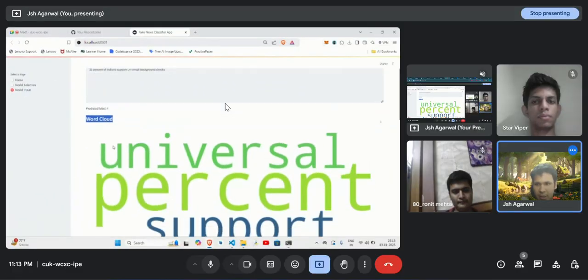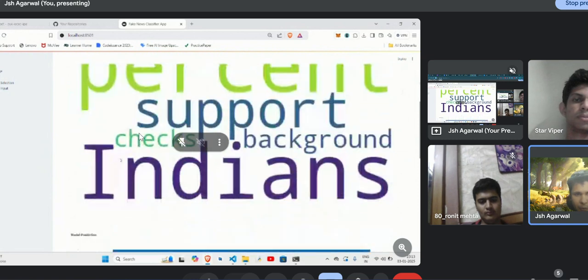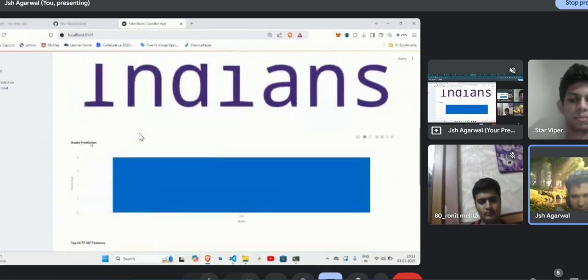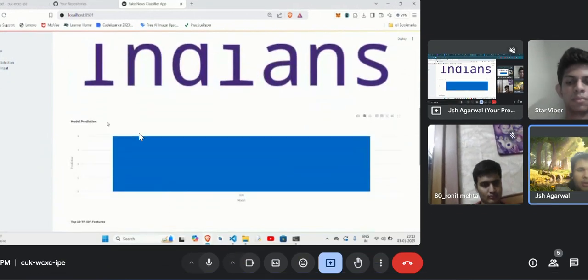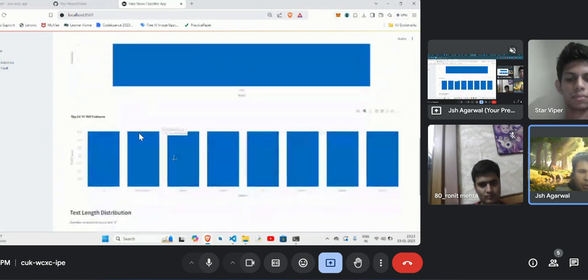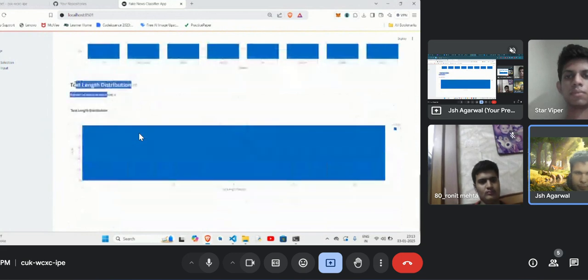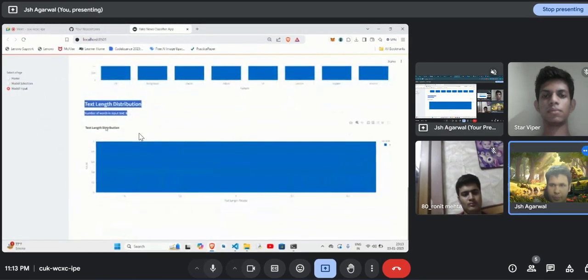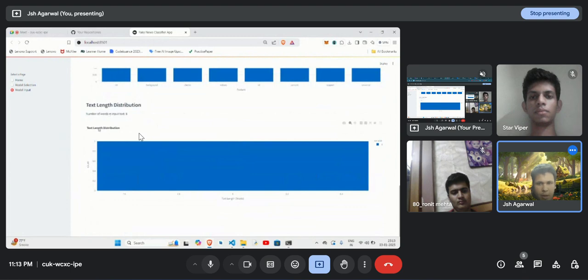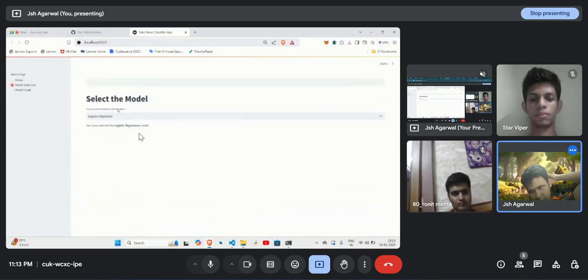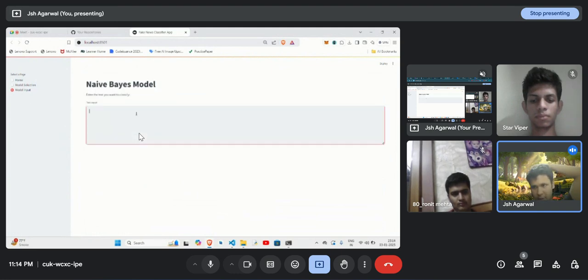This was about the 10% of Indian supporting universal background check, prediction label 4. So according to our scheme, there were 5 labels as I mentioned, ranging from false, neutral, somewhat true to true. Let's move on to the next model. Now on to the Naive Bayes model.